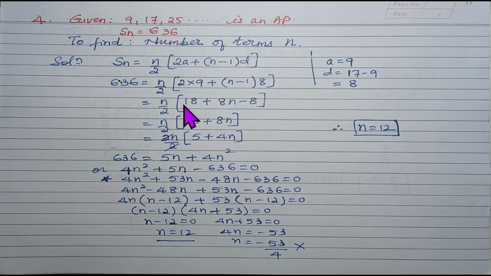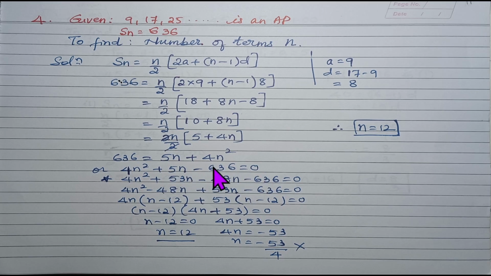Now simplifying this, we get n by 2 in the bracket 18 plus 8n minus 8, that is n by 2 in the bracket 10 plus 8n, and 2 is common here, so taking 2 outside, 2 gets cancelled, so n in the bracket 5 plus 4n, and that means 5n plus 4n square. 636 is equal to 5n plus 4n square. Writing in standard form, we get 4n square plus 5n minus 636 is equal to 0.